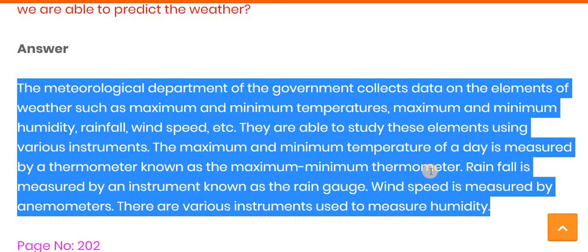Here a short type of question is also asked: for the measurement of the maximum and the minimum temperature, which device can you use?